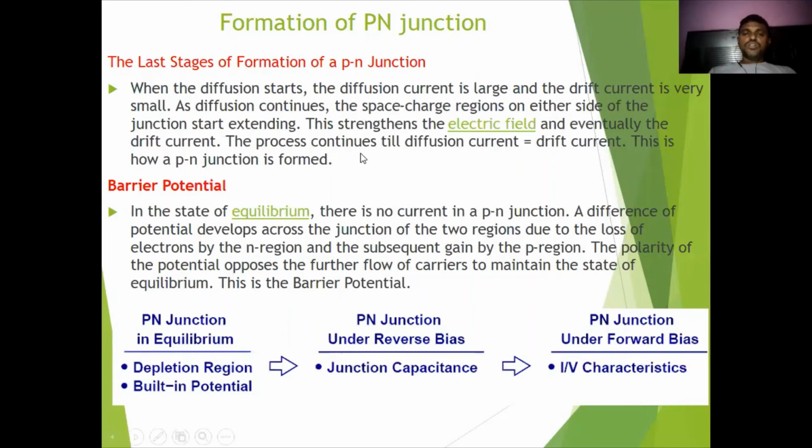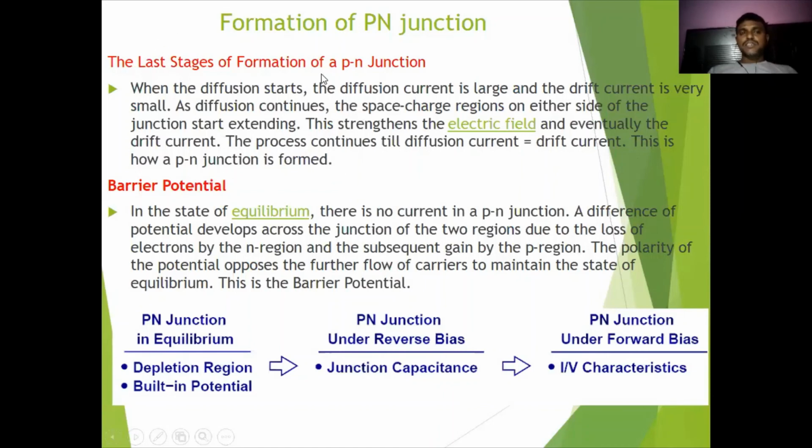So when the diffusion starts, the diffusion current is large and the drift current is small. As the diffusion continues, the space charge region on either side of the junction starts extending. This strengthens the electric field and eventually increases the drift current. The process continues till the diffusion current is equal to the drift current. This is how a PN junction is formed.